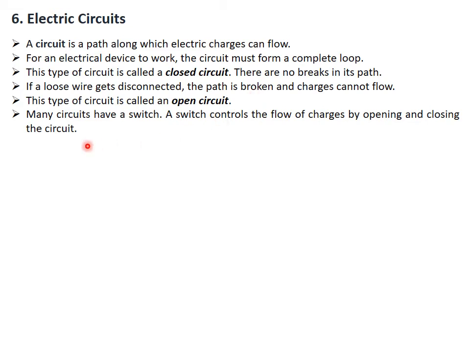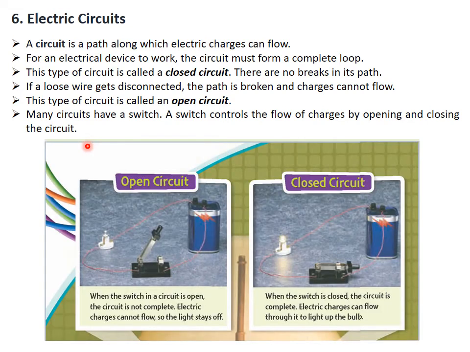Now, many circuits have a switch. A switch controls the flow of charges by opening and closing the circuit. Now let's look at this picture. It shows that we have two types of circuits. We have the open circuit and the closed circuit.